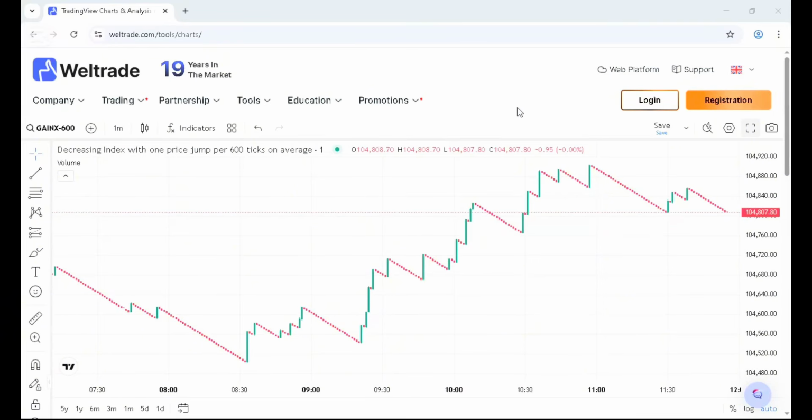So let's go. First thing, if you want to trade spikes, let's say it's a gain. As for me, I trade using Weltrade and Deriv. So let's say you want to enter your trades. This is how you're going to do it.